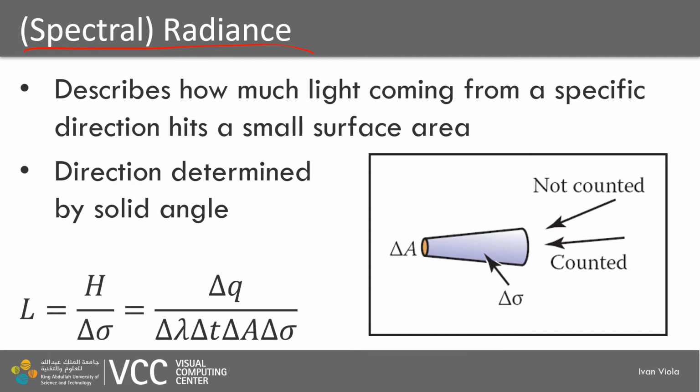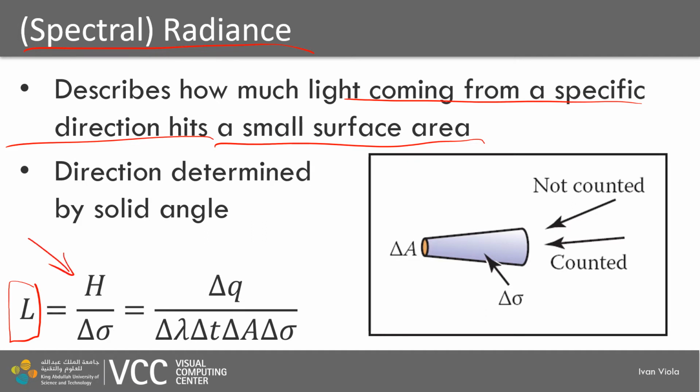So here, in this case, the radiance is similar to irradiance, but it measures how much light is coming from a specific direction and through a specific solid angle interval, and hits a small surface area, as we had it already before. So our radiance, as defined here by L, is our irradiance divided by a small solid angle interval.